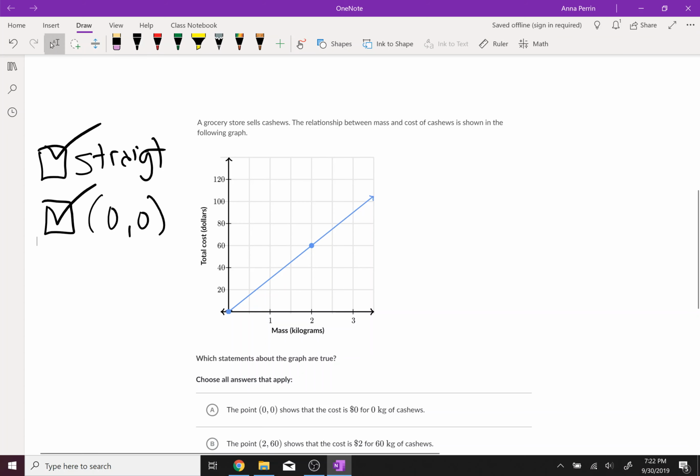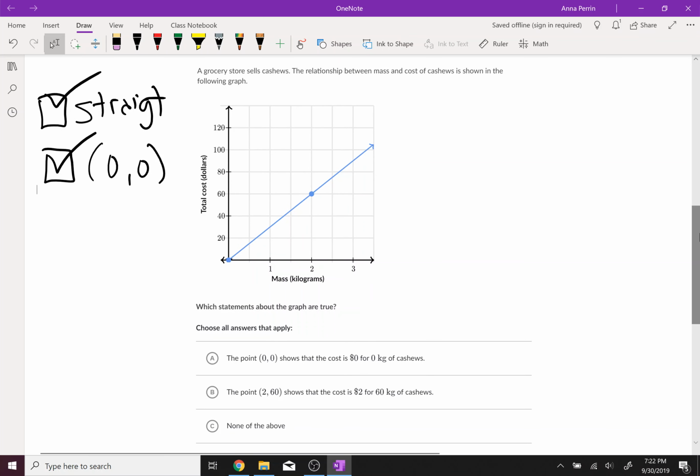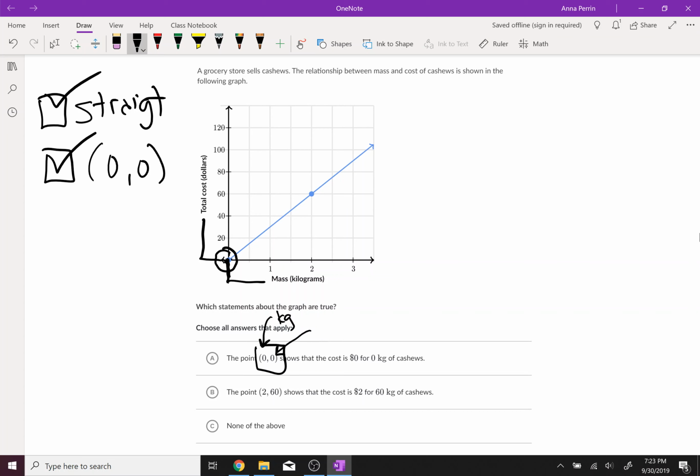But we're looking at some of the details here. In other words, interpreting the points in that graph. So let's go piece by piece. This first one is asking us to look at the point (0, 0). So I'm going to mark that on my graph right here. We know that the x-coordinate of that point is telling us the mass, and the y-coordinate of that point is telling us the cost. So it's telling us that x is the mass, so 0 kilograms, and y the cost, $0. That's exactly what it says right here, so we know that this statement is true.